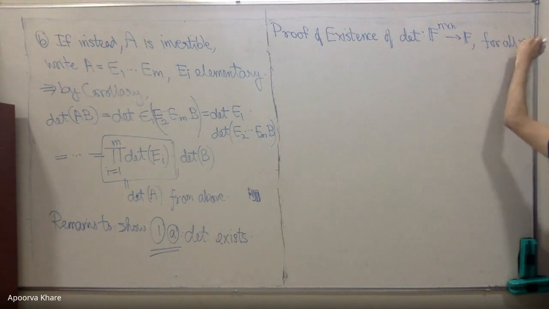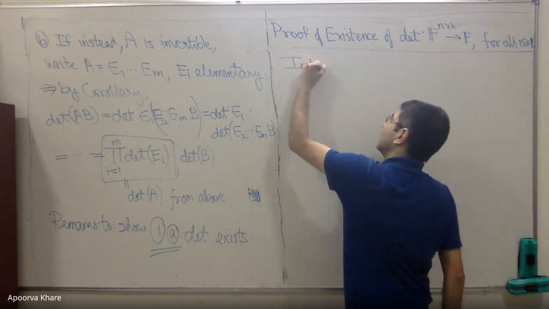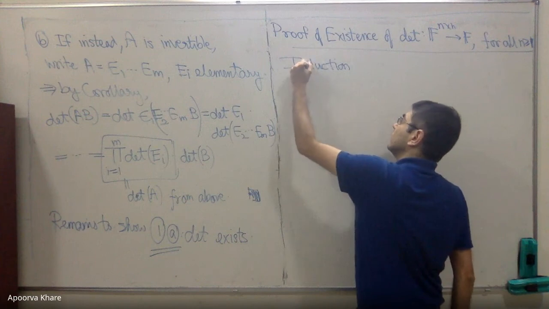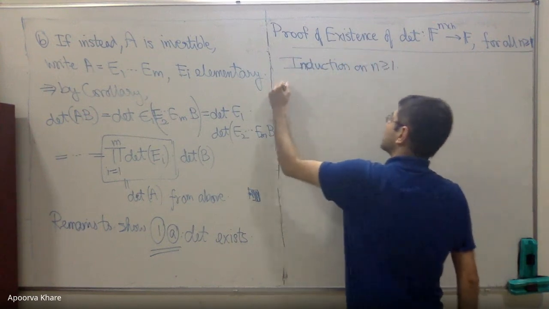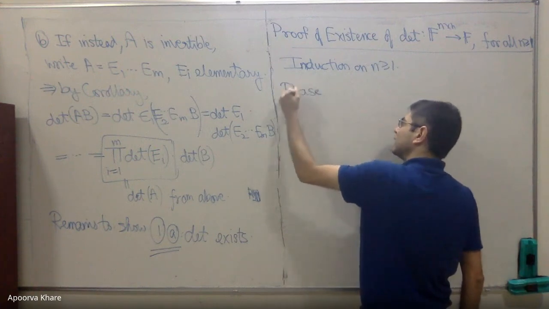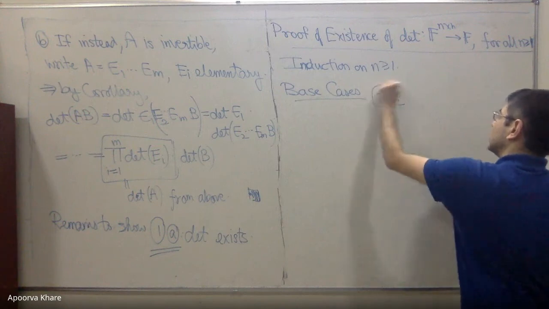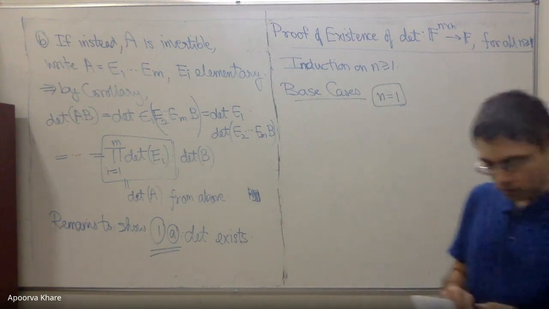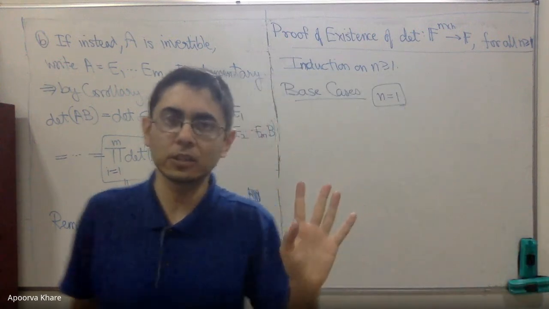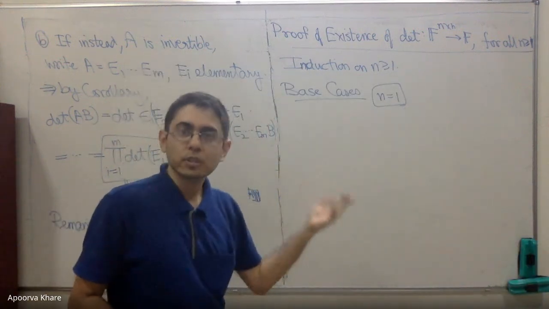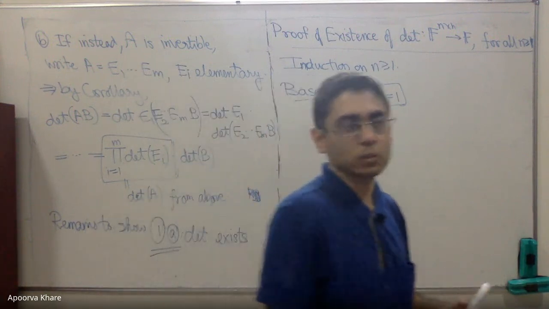For all n greater than or equal to 1, I want to prove the existence. Induction on n. So base case, let me just do n equals 1 and n equals 2. In n equals 1, alternating doesn't make any sense because you can never swap 2 things. So vacuously everything is alternating. And multilinear just means linear.